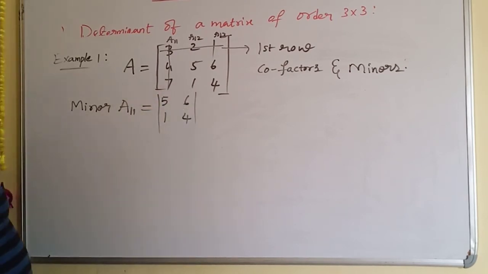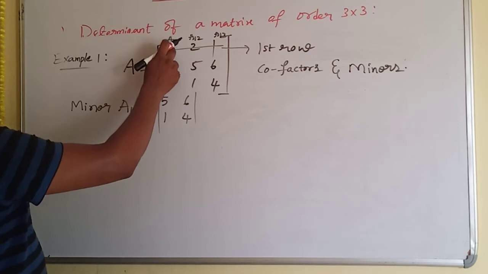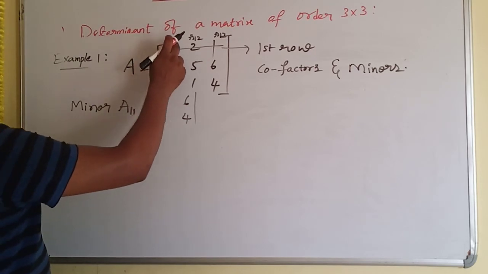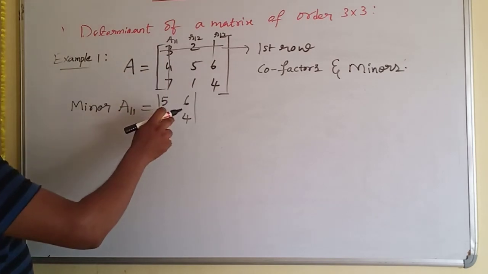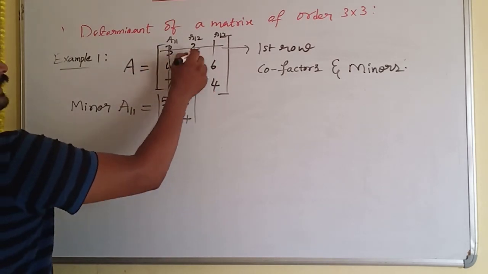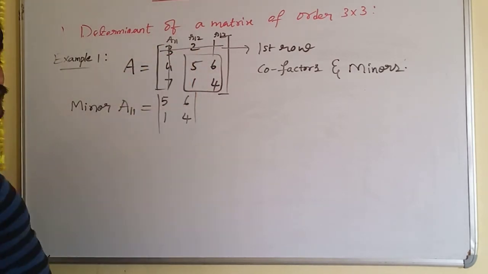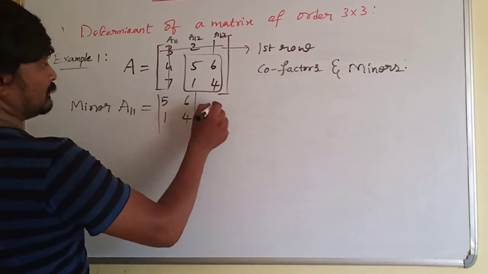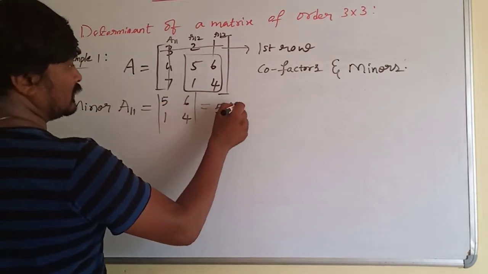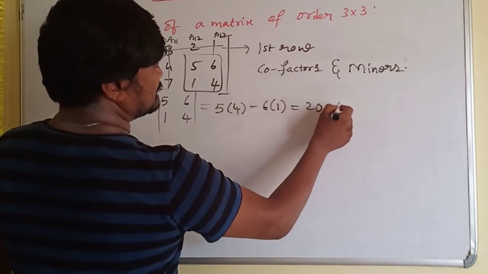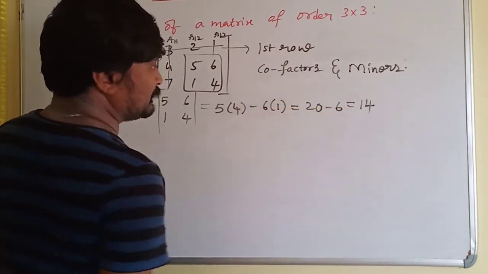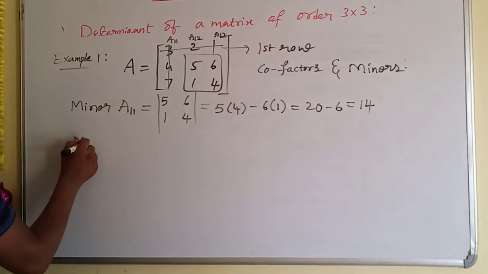Clear? If it is A11, you leave that first row and column, and only the remaining part you have to write. Now this is the normal formula: 5 into 4 minus 6 into 1. 5 fours are 20 minus 6, 20 minus 6 is nothing but 14. So the minor of A11 is 14.